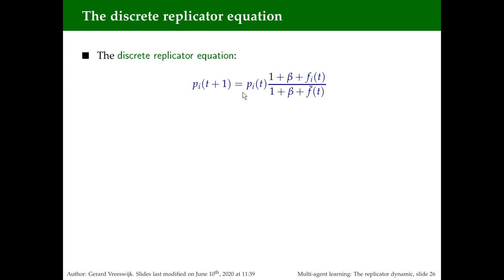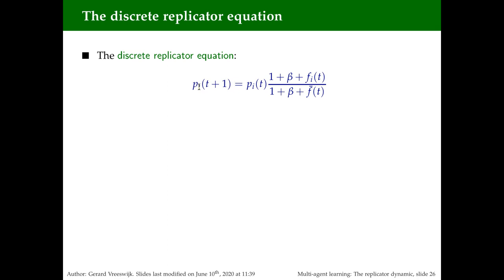Now this is the discrete replicator equation, which follows from the step equation, and we will show that in a moment, or I will refer to the proof. I will not go into length with the proof. So you can use this equation for your programming assignment.